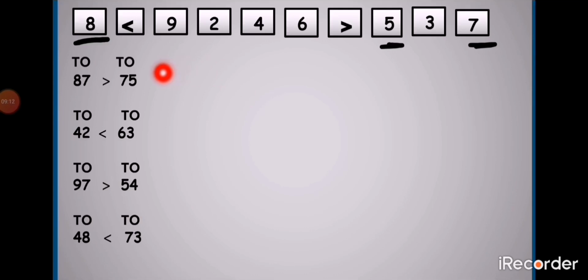Now the next number, one more example. Again I choose 2 cards. I choose 4 and 8. I make 48.